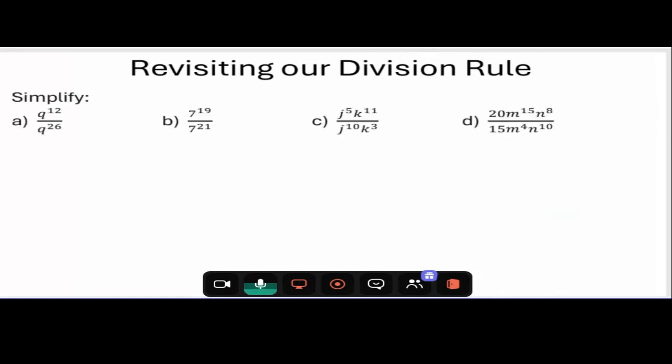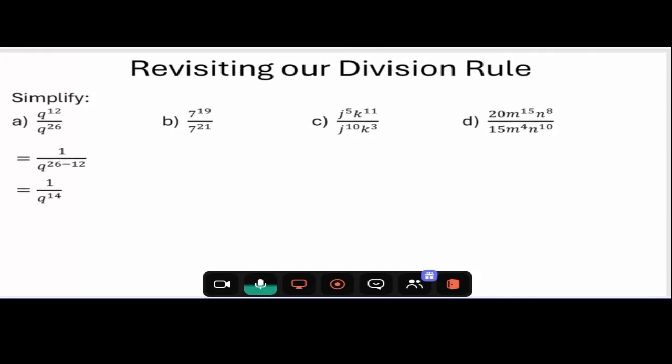So taking a look here, I got several examples. We're dividing with the same base, so we know we subtract the exponents, but in this case, the bottom one is bigger. So I still go 26 minus 12, but there's more q's on the bottom. All the q's on the top cancel out, all 12 of them, leaving behind 14 q's on the bottom. Same thing with the second one. 7 to the 19 over 7 to the 21. We're dividing with the same base, but there's more 7s on the bottom than the top, so we still subtract.